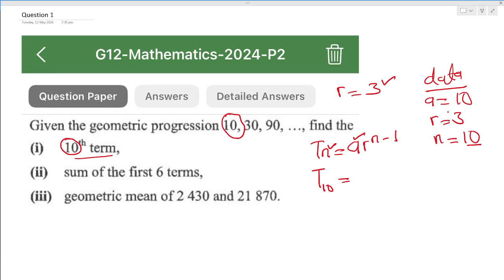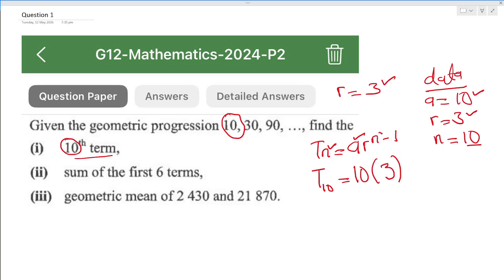So we have A here on the formula. What is our A? Our A is 10. So we're going to have 10 times. For me, what I usually like doing, I'll put this in brackets instead of saying times. I'll simply say, open the bracket. What is my common ratio? My common ratio is 3. So I'll say 3 and then I close the bracket and then the power comes outside the bracket.